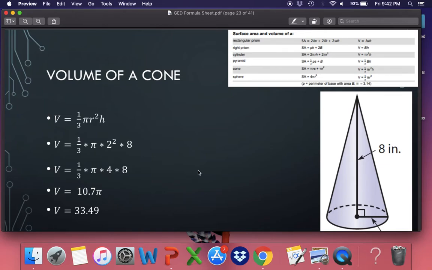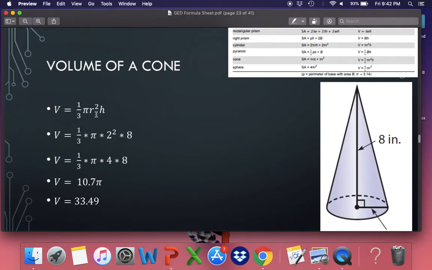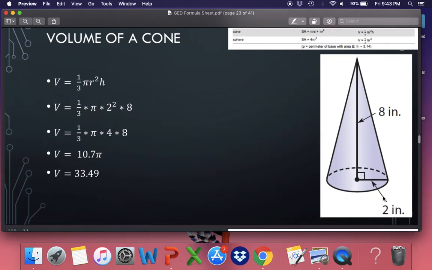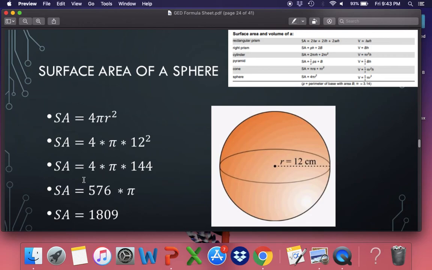Volume of a cone: 1/3 times pi times radius squared times height. So 1/3 times pi times, in this one, your radius is 2, so your radius squared will be 2 squared, times 8. So 1/3 times pi times 4 times 8 will be 10.7 pi, converted will be 33.49.